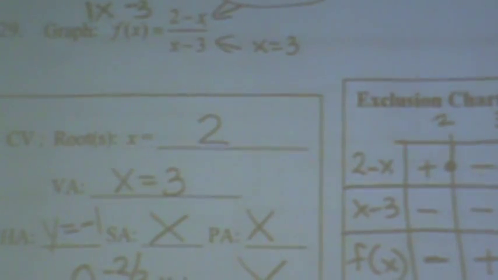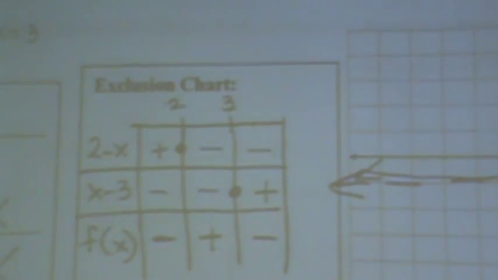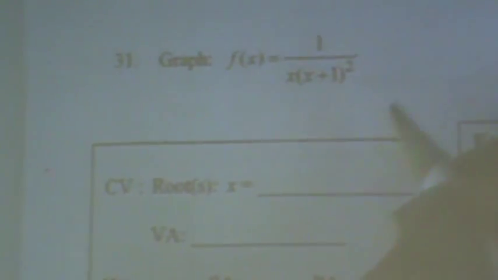Questions? What's the CV? Critical values. Those are where the numerator and denominator are zero, all these numbers right here. Critical values. Anybody have any questions on this one? We have two critical values. What are they? 0 and negative 1.